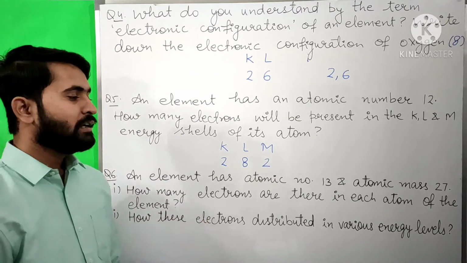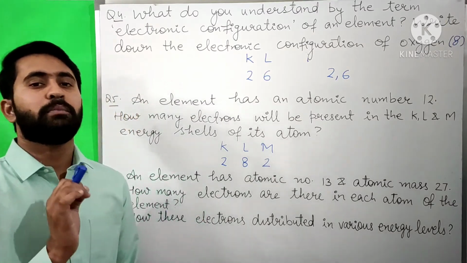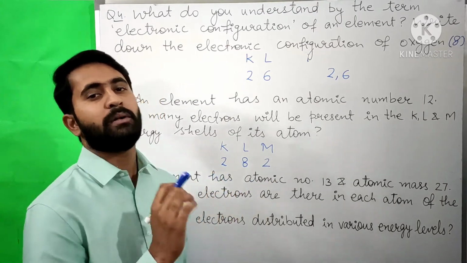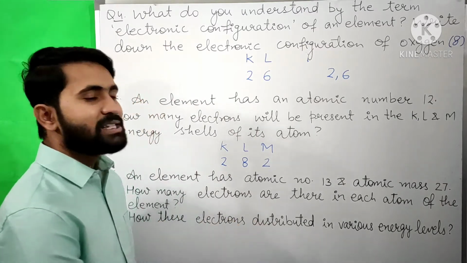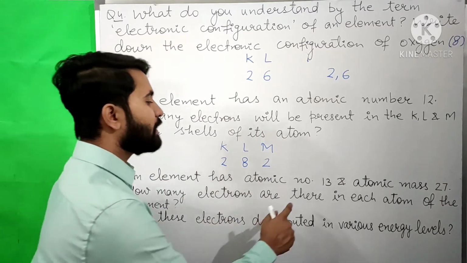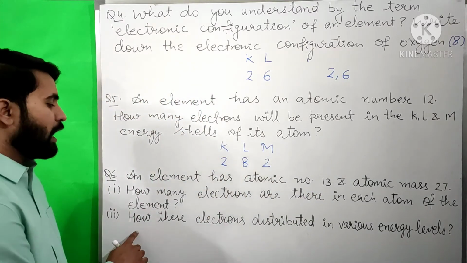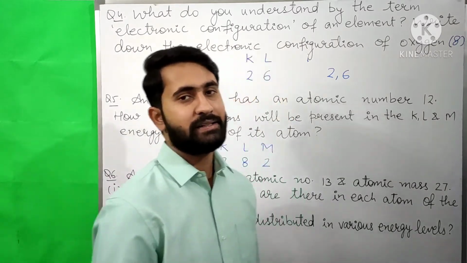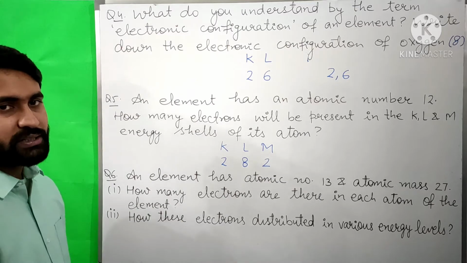Now we know that the number of electrons in each atom of a particular element is equal to the atomic number of that element. So the number of electrons in each atom of the element will be equal to 13. The next part is how these electrons are distributed in various energy levels. So we have to write the electronic configuration of this element.